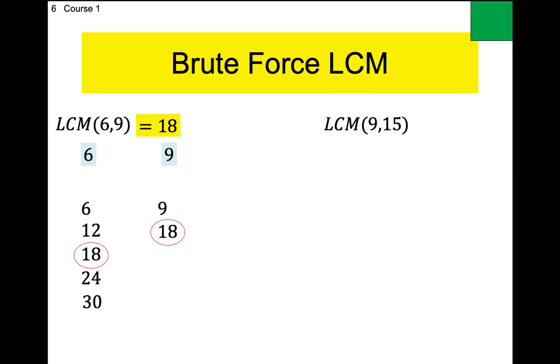Second one, 9 and 15. Some of you might be able to realize the answer quickly. Others of you may have to write the answers. The first five multiples of 9 are 9, 18, 27, 36, 45. And maybe you get to that and realize, wait a minute, 45 is a multiple of 15. If not, then you're writing out the multiples.